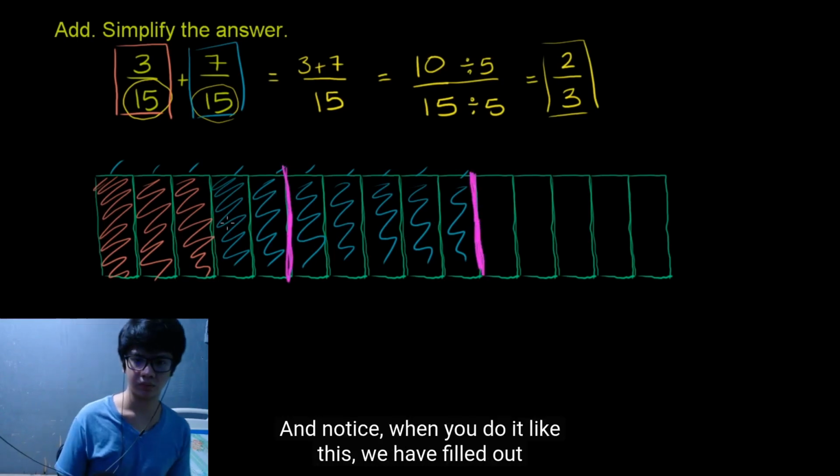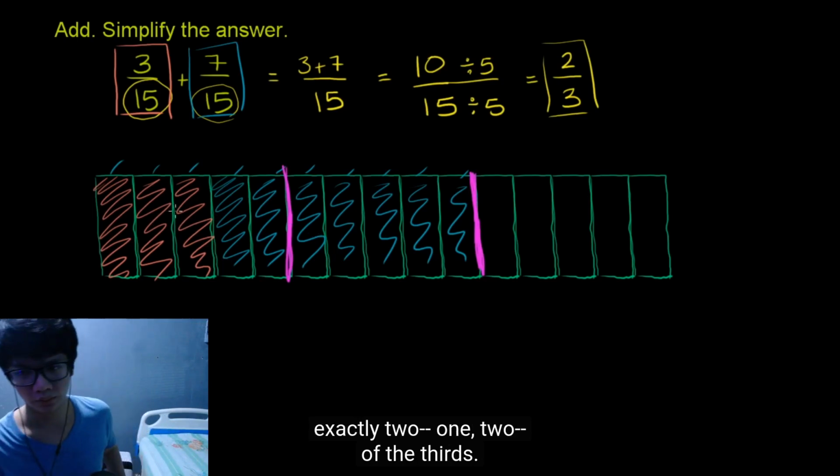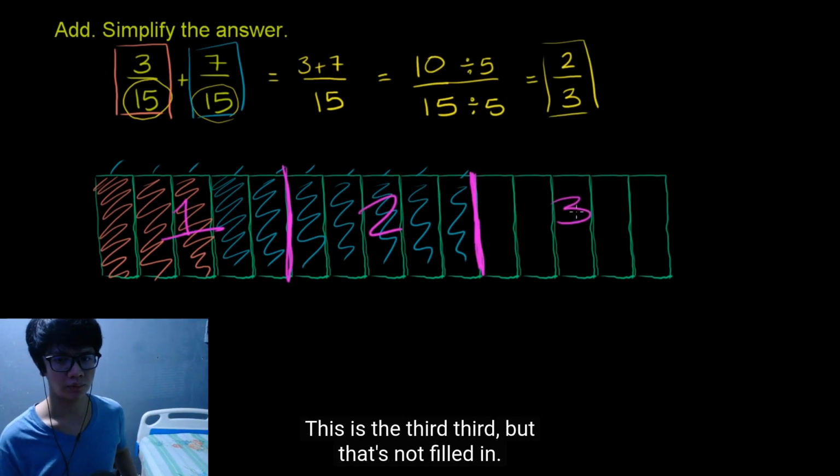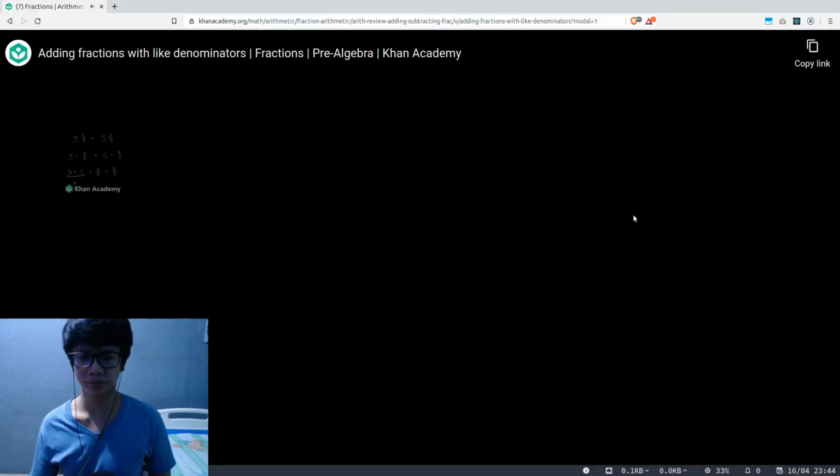And notice, when you do it like this, we have filled out exactly 2 of the thirds. This is the third third, but that's not filled in. So 10/15 is the same thing as 2/3.